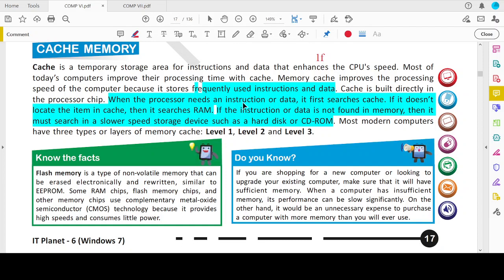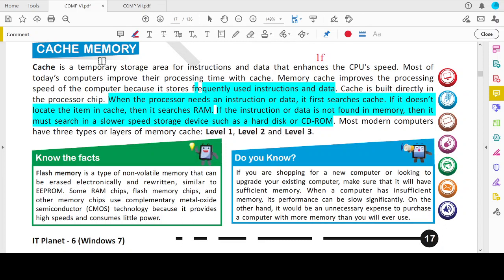When the processor needs an instruction or data, it first searches the cache. If it doesn't locate the item in the cache, it searches in the RAM. If the instructions or data is not found in the memory, then it must search in a slower speed storage device such as hard disk, CD-ROM. Most modern computers have three types or layers of memory cache, that is level 1, level 2 and level 3.